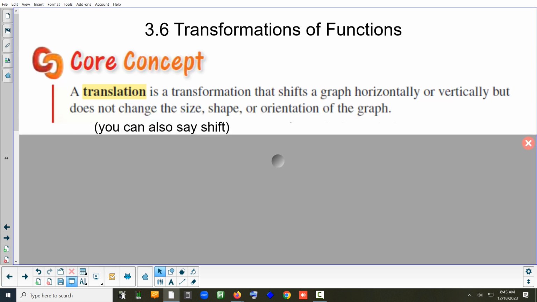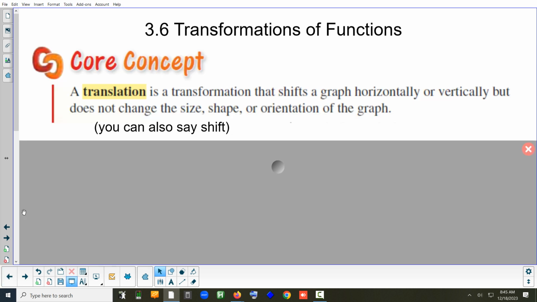So that shifting left, right, up and down is called a translation. Okay? You can also just say the word shift. So on your guided notes where it says a blank is a transformation that shifts the graph horizontally or vertically, but does not change the size, shape, or orientation, that is called a translation. So a translation literally just takes an object and moves it somewhere else. It can't stretch it out. That's something different.